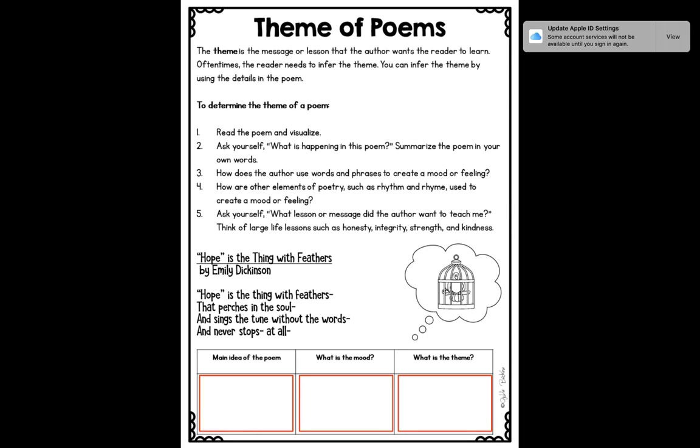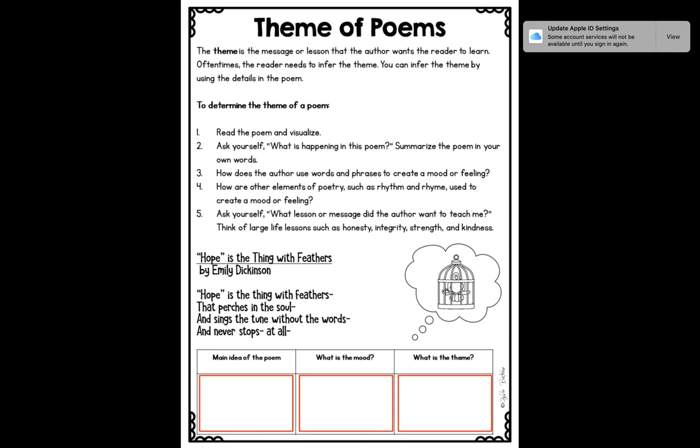Hope is the thing with feathers. This is by Emily Dickinson. So this poem is another one by Emily Dickinson, and it's short. It says, hope is the thing with feathers that perches in the soul and sings the tune without the words and never stops at all.